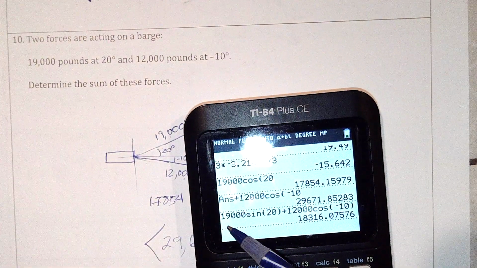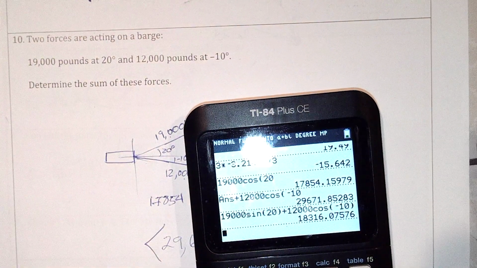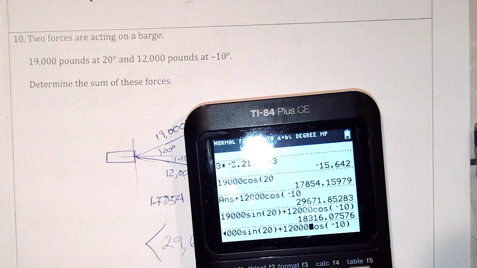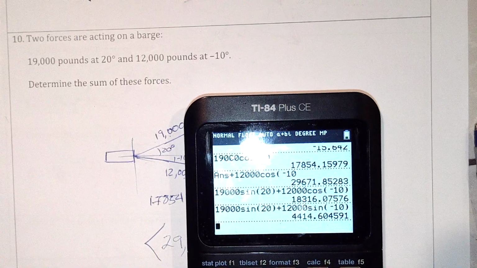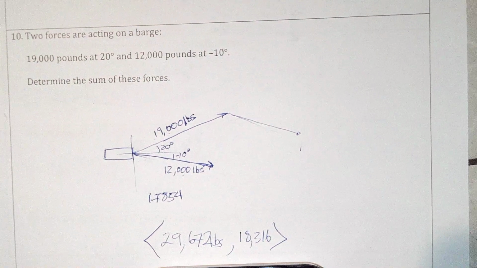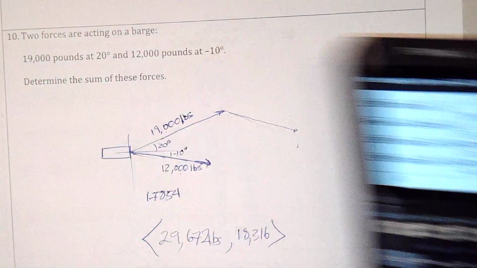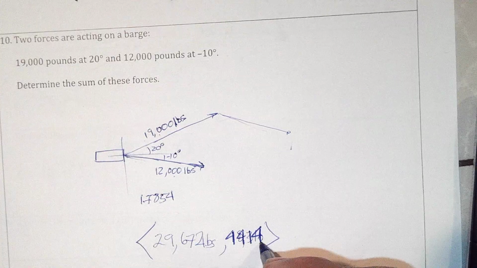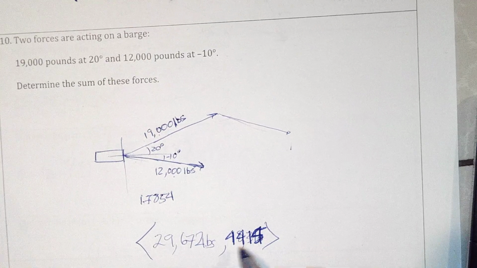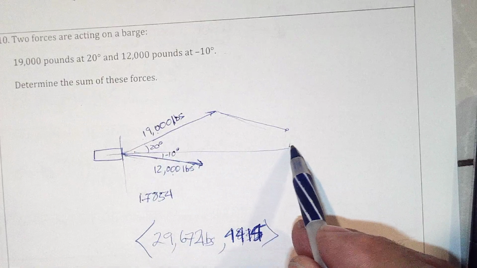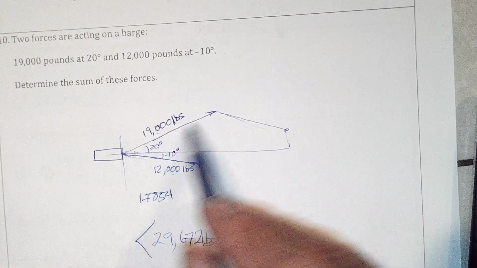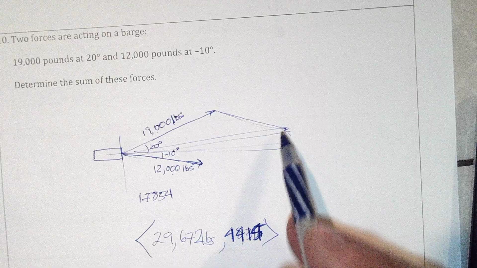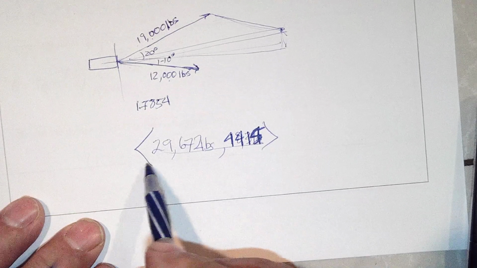Let me check my numbers here. 19,000. Oh, I didn't do sine on that. It seemed high. There we go. Shouldn't be very big. Yeah, there we go. 4414.65. It should have been a lot in this direction and a little bit in the y direction. This plus this would go there. A lot in the x direction, a little bit in the y. So there's the sum of the two forces.